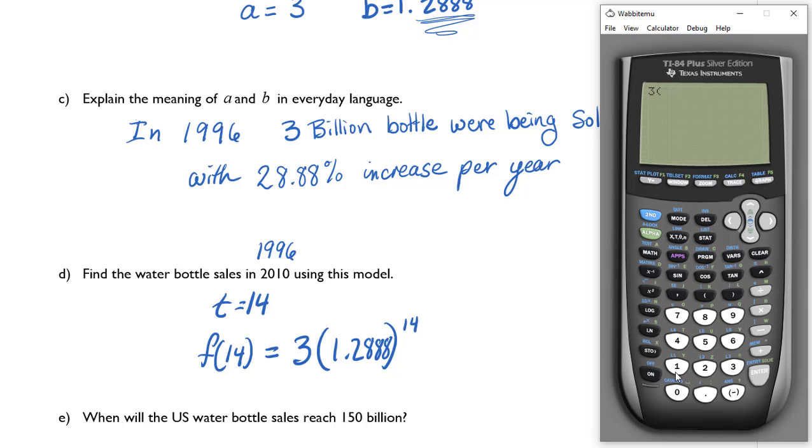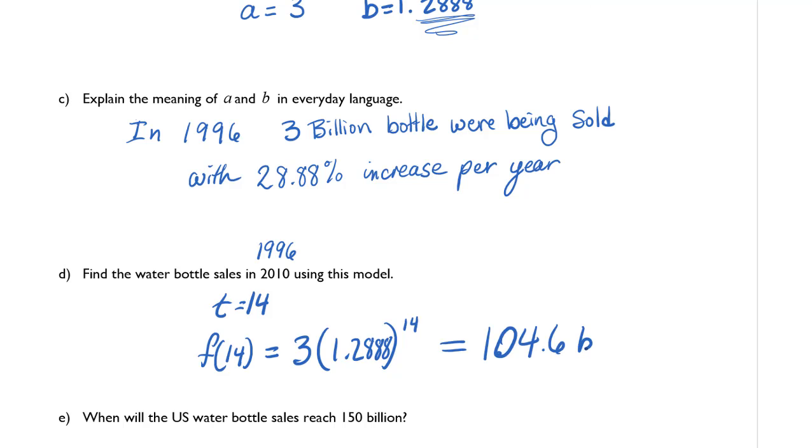3 times 1.2888 raised to the 14 equals, and that's a lot, 104 billion bottles. If we rounded, it would be 105. Or we could just say 104.6 billion bottles sold. So that's a lot.